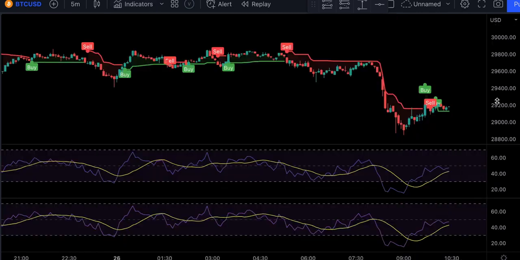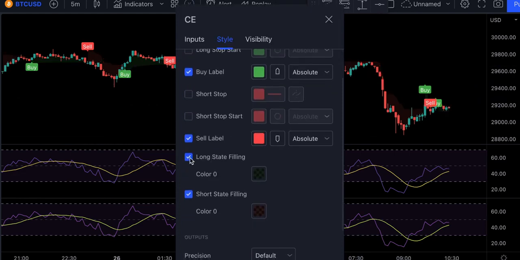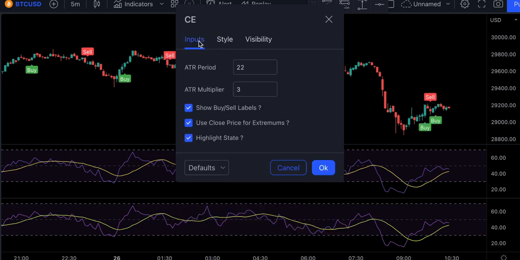Now we need to adjust these indicators, so let's first double click on a Chandelier Exit. And in the style section, remove everything that is unnecessary. Also, let's change the positions for these labels. Now we're going to need to change the inputs. Also, let's untick this option.